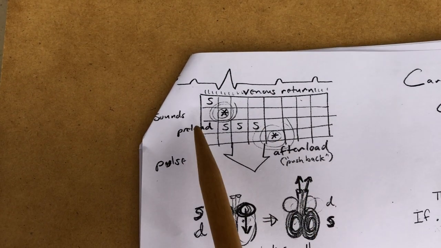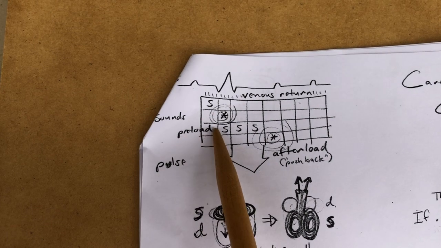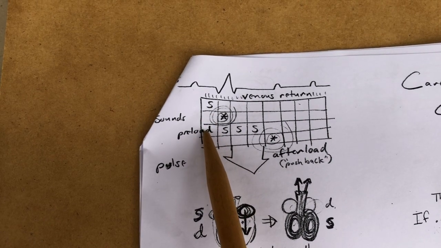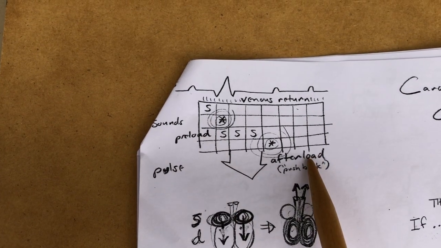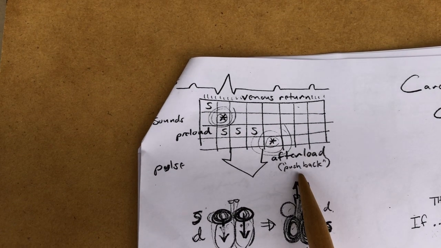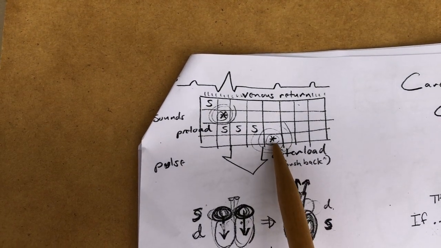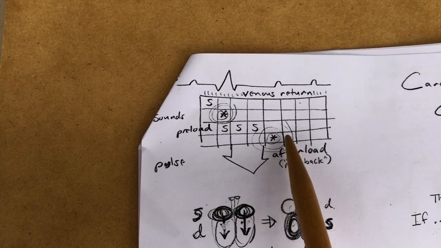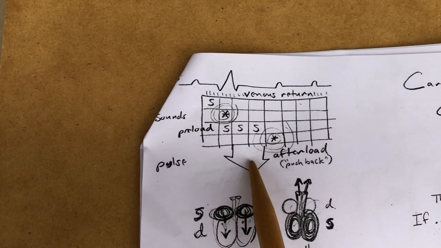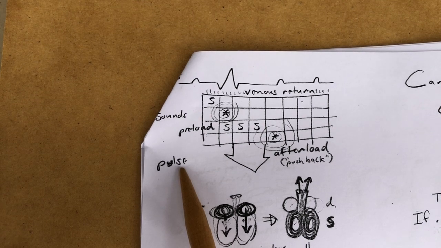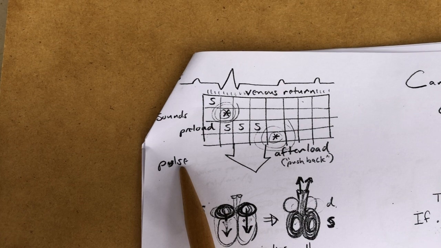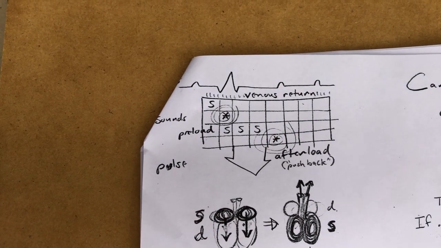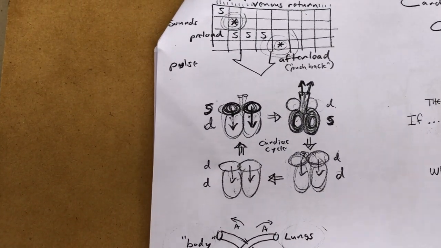We threw in the word here preload to represent the amount of blood and pressure inside the ventricle, which, by the way, is the same thing as the EDV, the end diastolic volume. Here's the idea of afterload, the pressure inside the artery that's pushing back against the semilunar valve, causing it to shut here and stay shut until the next surge of blood. Remember, that surge of blood is during the ejection period, and it represents the pulse that you would recognize later on.